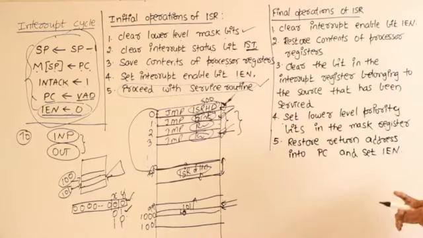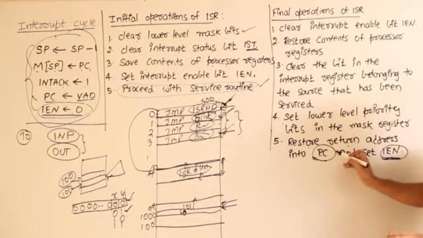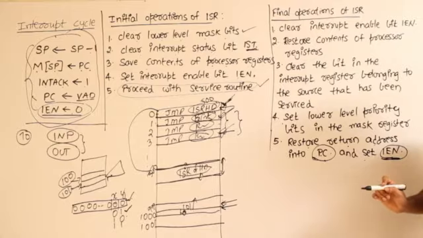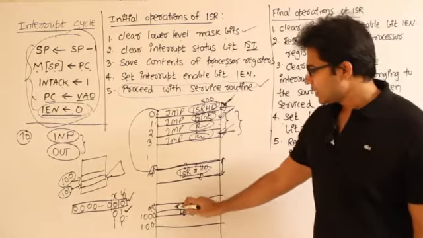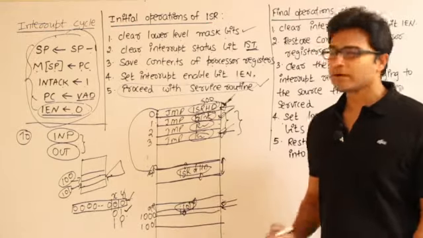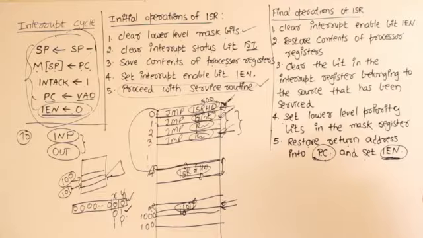And then restore the return address into PC and set IEN, which means you again enable the interrupts, but before you enable the interrupts, you just restore whatever has to be present in the program counter. Earlier you had saved this particular address, 101. Now you store it back in the program counter so that your program will again start from the address 101. Got it? At this point, you can let the interrupts come again. So here you had cleared IEN. Now you are setting it back.